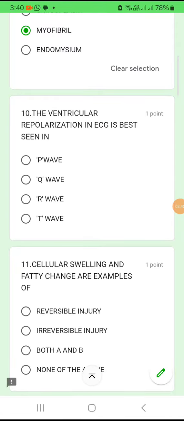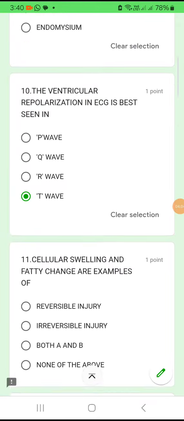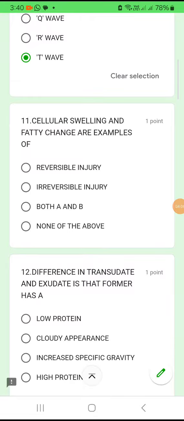Question number 10, the ventricular repolarization in ECG is best seen in which part of the wave? Okay, P wave, Q wave, R wave, or T wave. So the question is repolarization in ECG. Ventricular repolarization is seen in the last part, okay, T wave. So T is the answer.